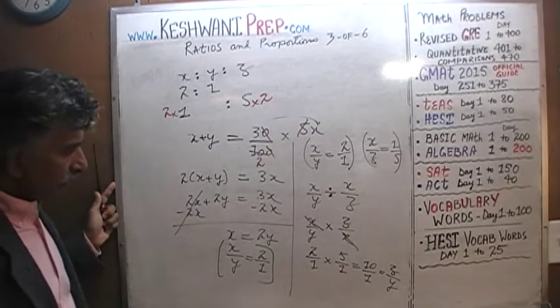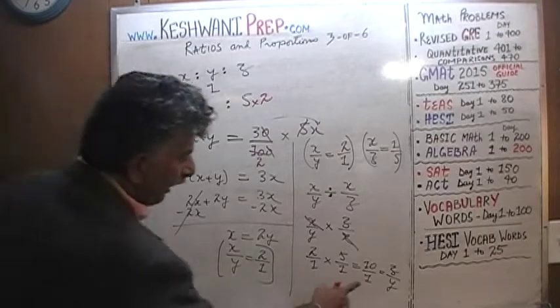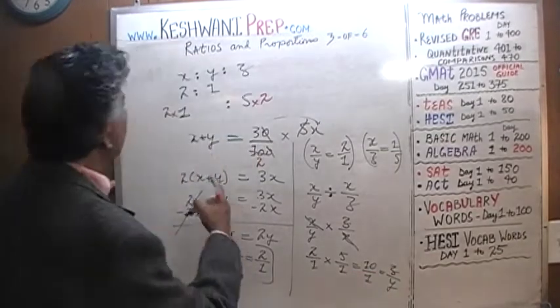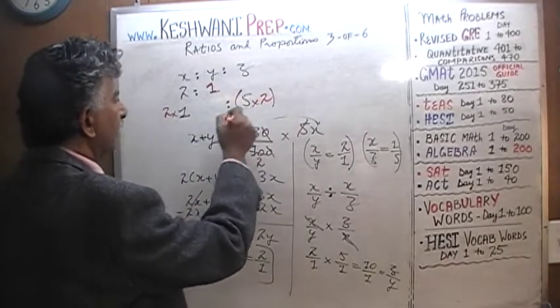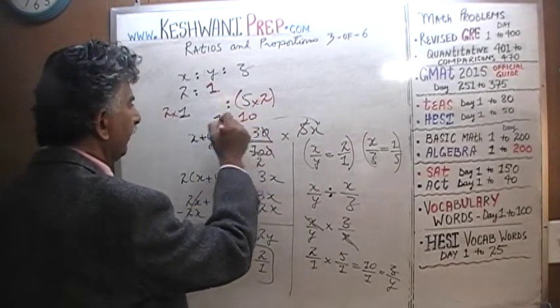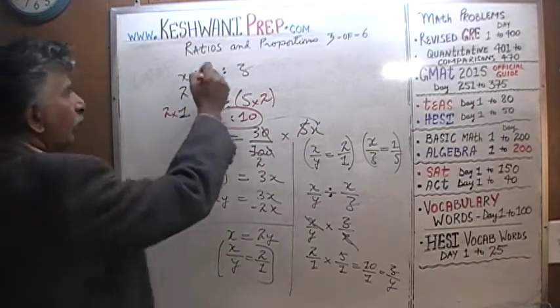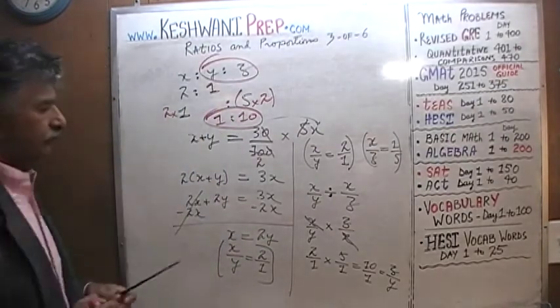What were they looking for? What was the ratio of y to z? I think they were looking for y to z. Y is 1 and z is 10. The ratio is 1 to 10. There you go, there's your y to z. Y to z is 1 to 10.